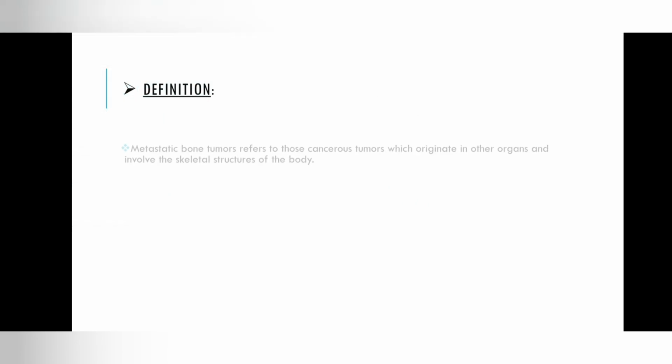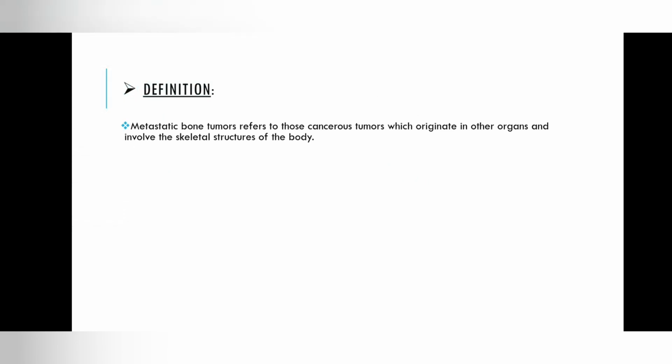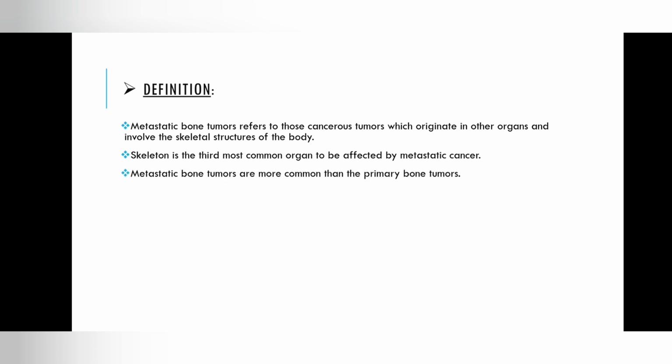By definition, metastatic bone tumors refer to those cancerous tumors which originate in other organs and involve the skeletal structures of the body. The skeleton is the third most common organ to be affected by metastatic cancer, following lungs and liver, which are the most common sites for metastatic cancer to involve. And metastatic bone tumors are more common than the primary bone tumors.